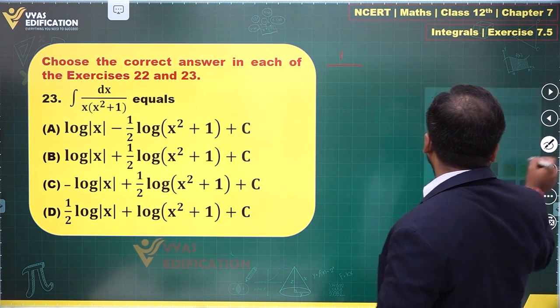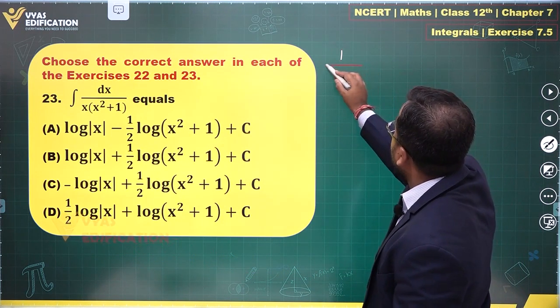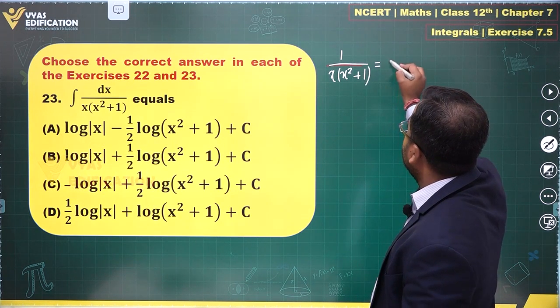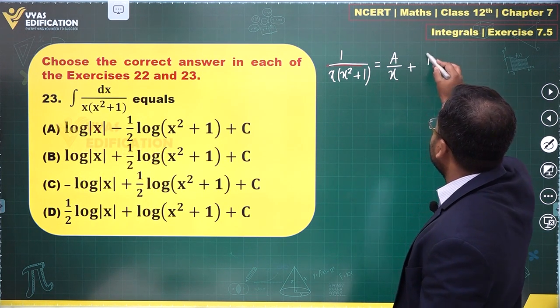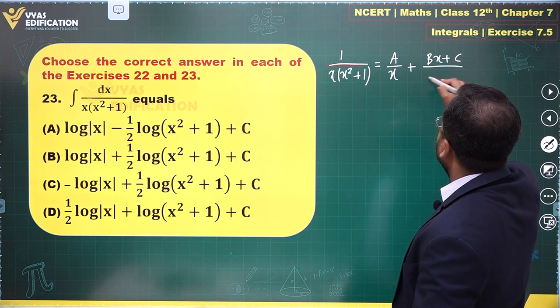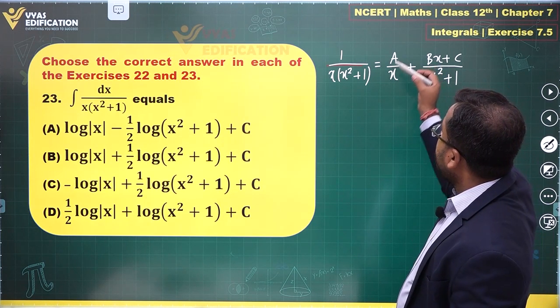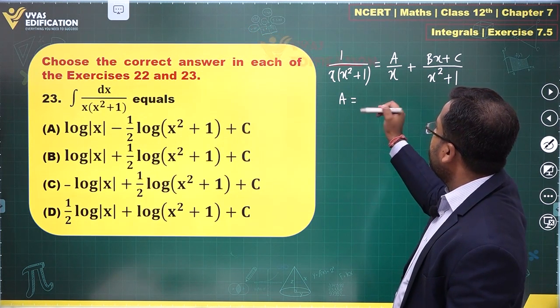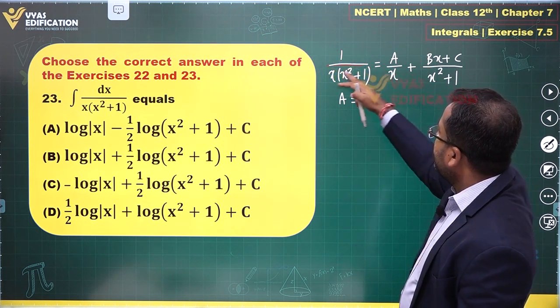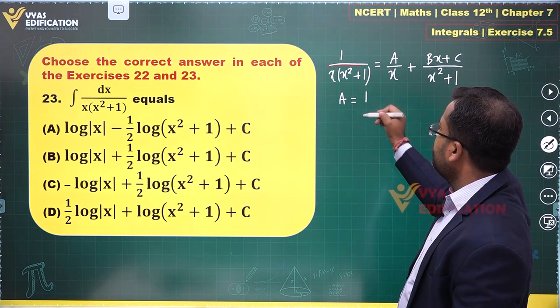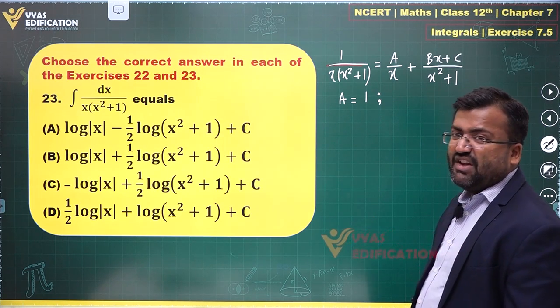So what we have over here is 1 upon x times x square plus 1, which can be written as a upon x plus bx plus c upon x square plus 1. Yes, this is what you'll have. And a can be found easily. You multiply with x and substitute x equal to 0, a will be equal to 1 upon 0 plus 1, which is 1. And bx plus c will have to be found separately.